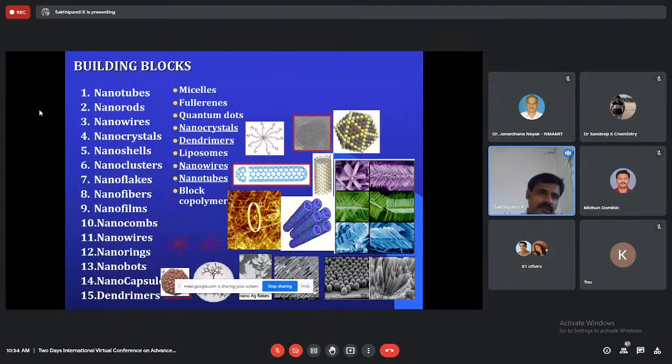So far, different morphologies have been reported in the literature. Nanotubes, nanorods, nanowires, nanocrystal, nanoshells. There are so many different morphologies reported.